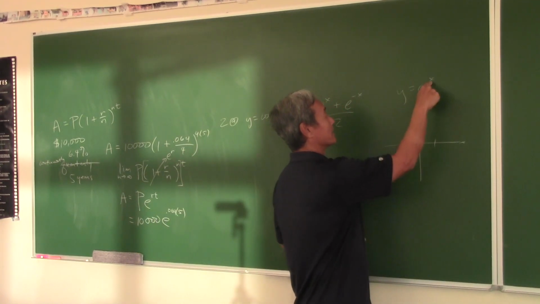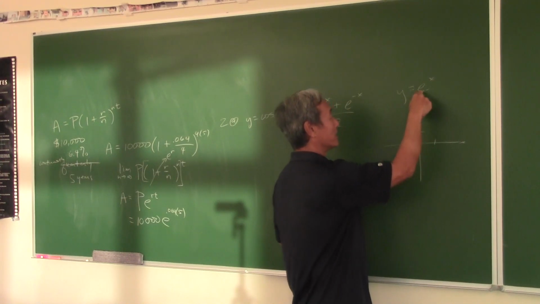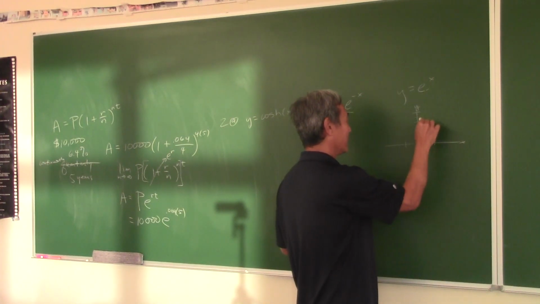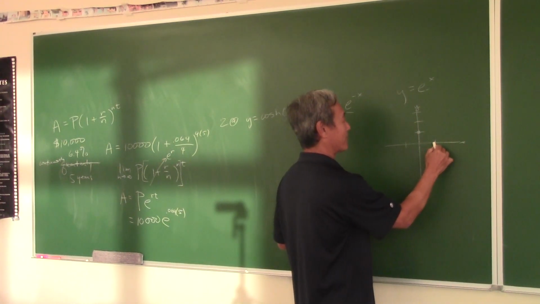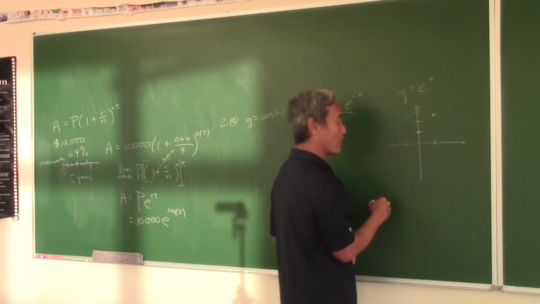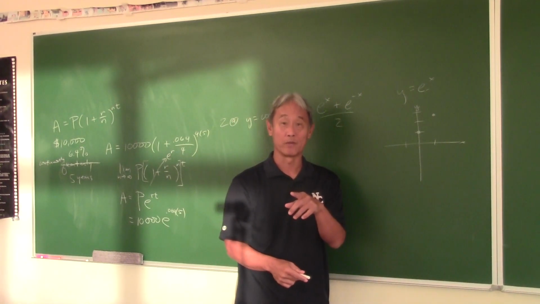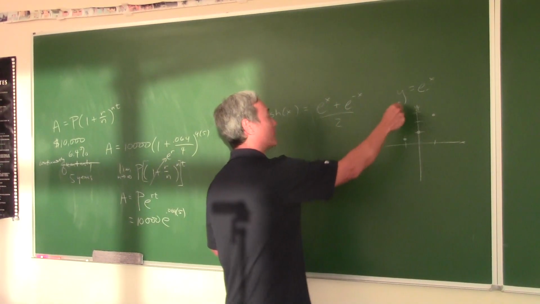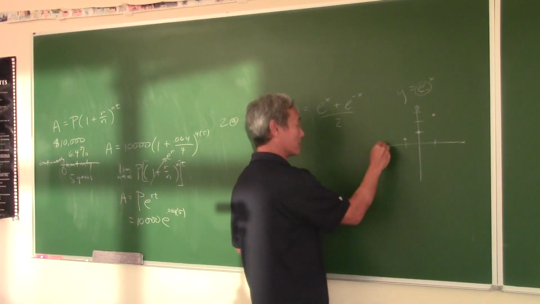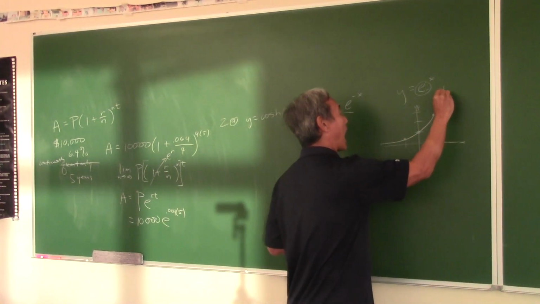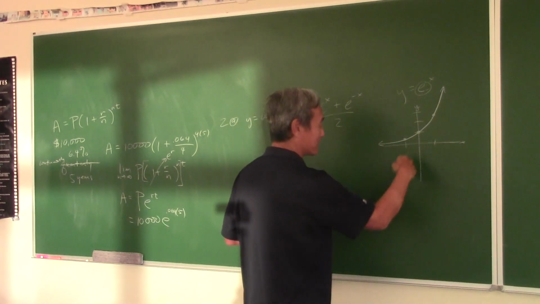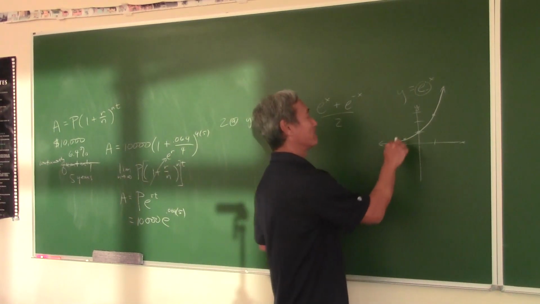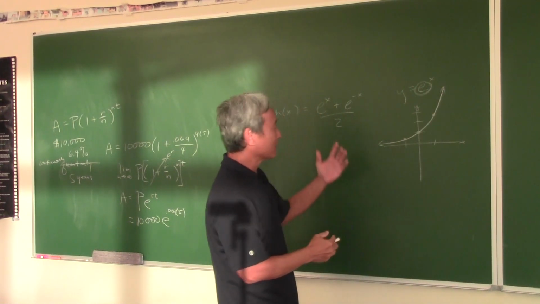Plug in 0. E to the 0, of course, is 1. Plug in 1. E to the 1 is 2.71828..., but I'll accept 2.7, good enough for graphing purposes. And then what about negative 1? E to the negative 1, remember I told you, 0.367? Well, that would be something like this. And then a typical exponential function when the base is greater than 1 will look something like this. See how the x-axis is a horizontal asymptote? When the base is greater than 1, it has this shape.